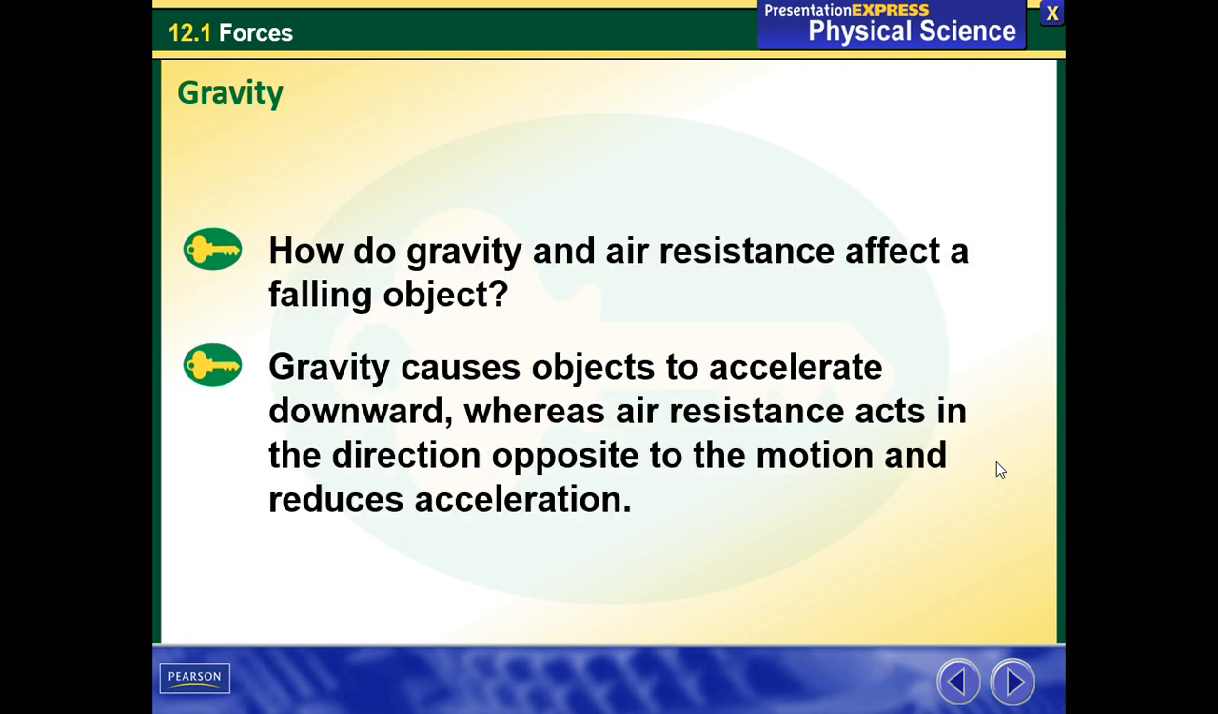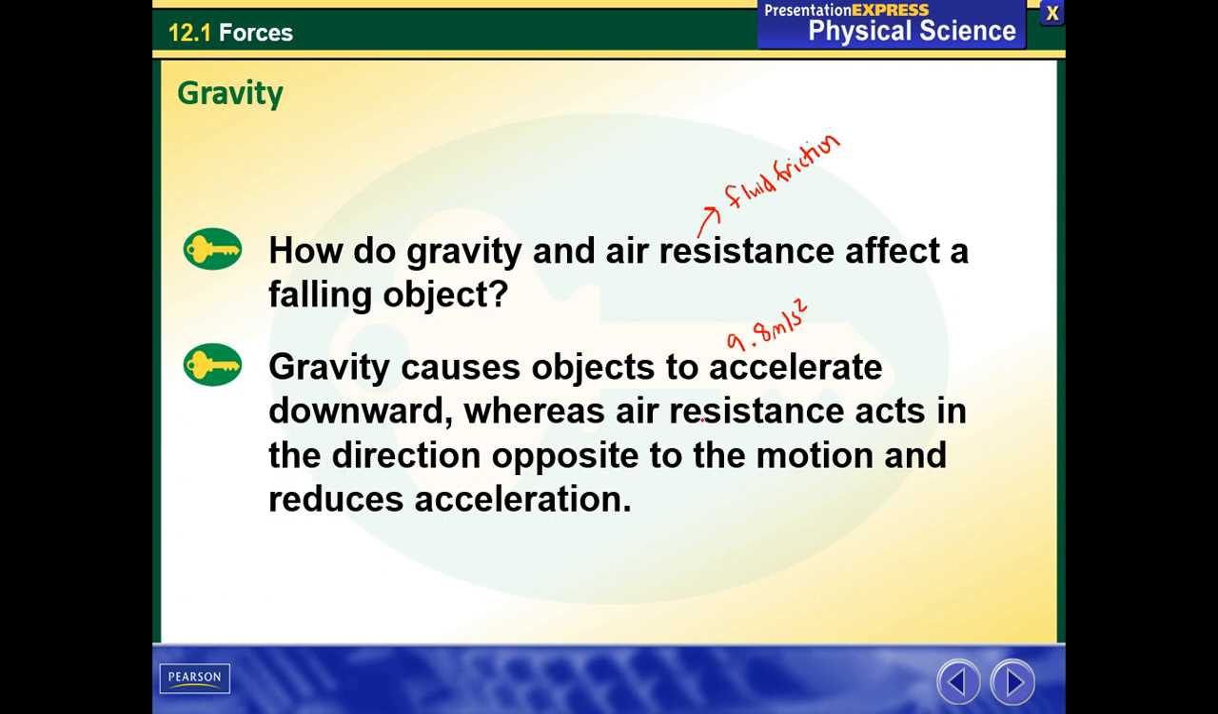Our next key question says, how do gravity and air resistance affect a falling object? As a precursor, we hinted at air resistance in the last section, and we said that air resistance is a type of fluid friction when things go through air. Typically, gravity affects a falling object because it causes it to accelerate downwards. We learned in chapter 11 that things in free fall accelerate down to Earth at 9.8 meters per second squared. So 9.8 meters per second for every second that it falls.